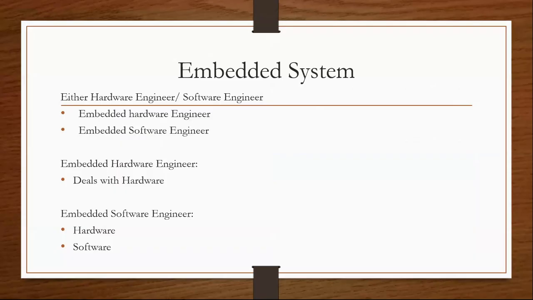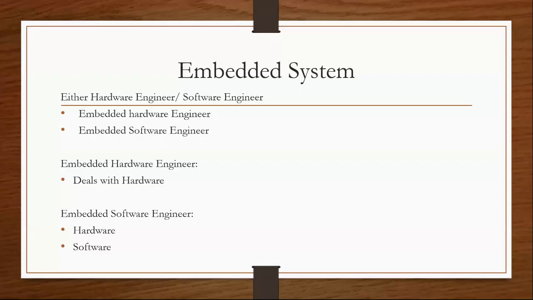So there are two kinds of engineers in the embedded system world. One is the embedded hardware engineer, and the other is the embedded software engineer. An embedded hardware engineer only deals with hardware. What does that mean? Maybe they are making a microcontroller, or chips, or designing some part in vehicles, or some part in a smartwatch. It may be anything related to hardware.